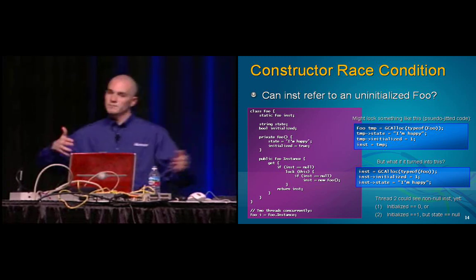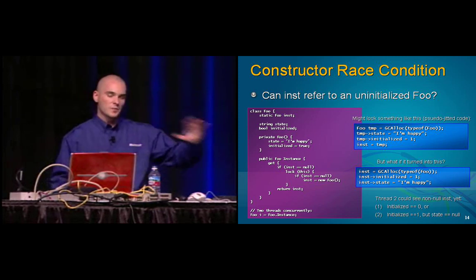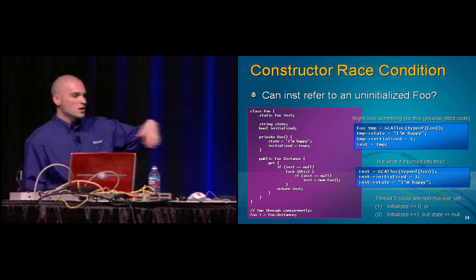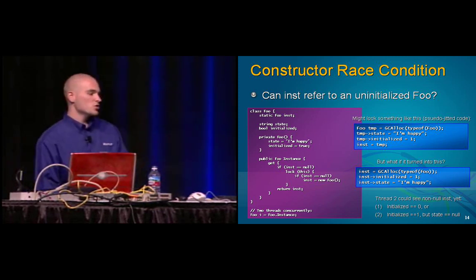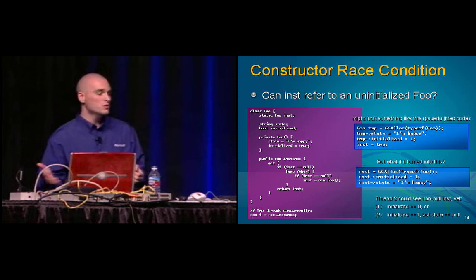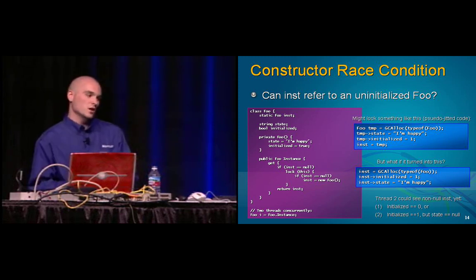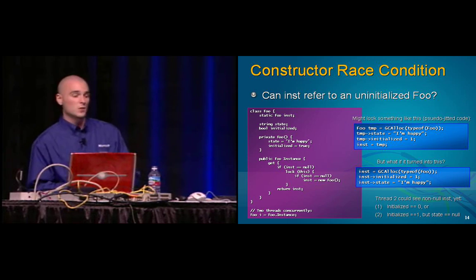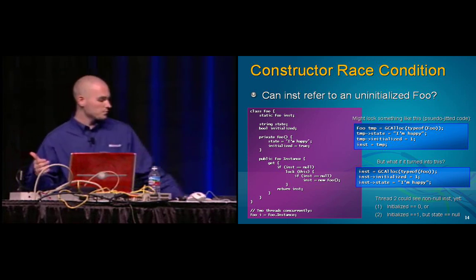So you could imagine that the JIT might turn it into code that looks something like this. So we allocate a temporary structure, we say gcalloc type of Foo, then we set state and then initialized in the order that it appears in the program. Then we publish the pointer to the new instance.